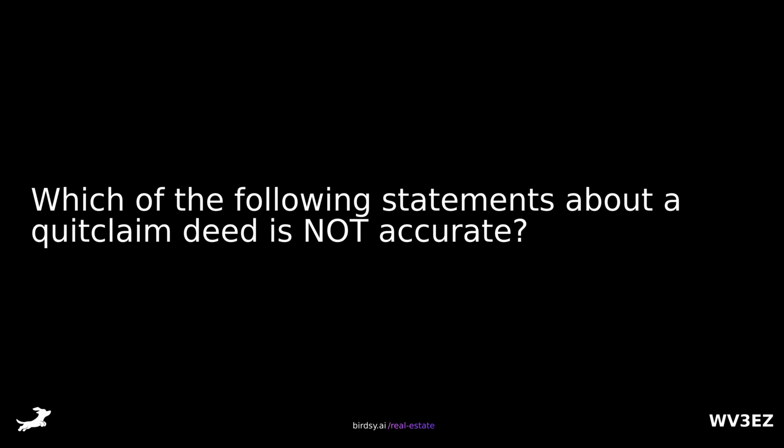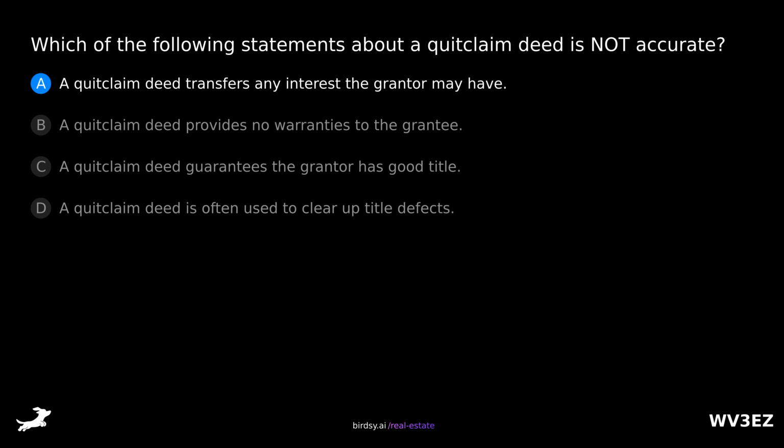Which of the following statements about a quitclaim deed is not accurate? Is it A, a quitclaim deed transfers any interest the grantor may have? B, a quitclaim deed provides no warranties to the grantee? C, a quitclaim deed guarantees the grantor has good title? Or D, a quitclaim deed is often used to clear up title defects? The correct answer is C.